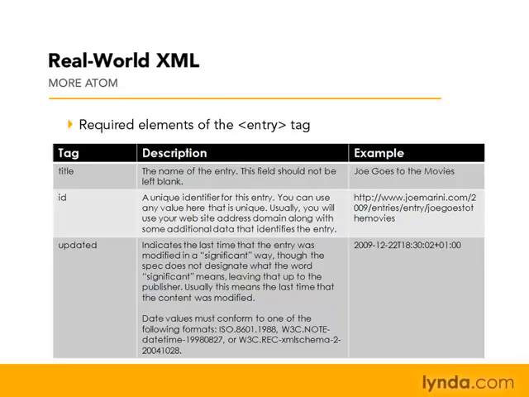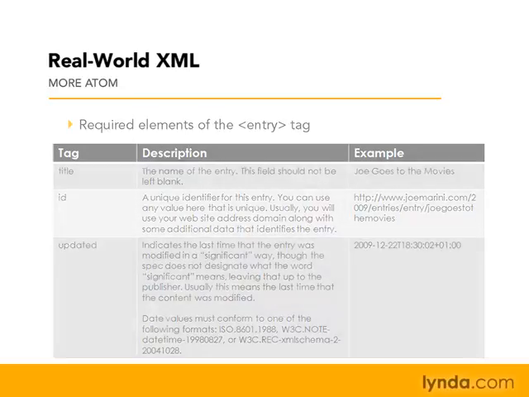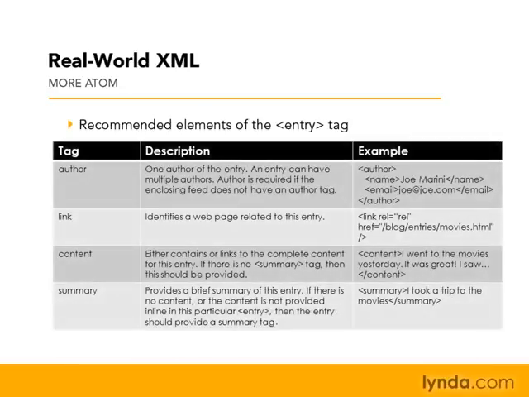And I've provided an example, but you can look any of these up on the web and see how they work. And like the feed tag, the entry tag comes along with some recommended elements. Now, these are not required, but they're strongly recommended because they provide richer information about a particular entry. So entries can have authors just like the feed can have an author. So the author tag specifies one author of the entry. And again, just like the feed, you can have multiple authors.